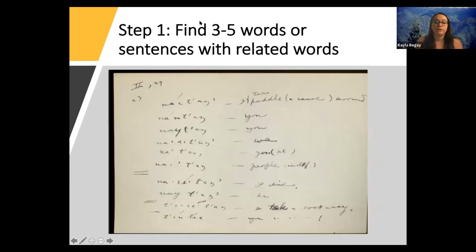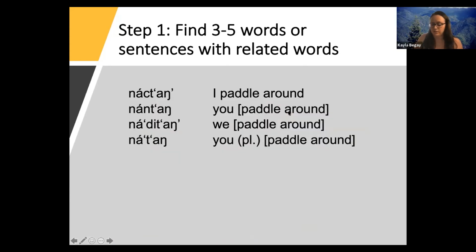So step one: find 3 to 5 words or sentences with related words. For Wailaki, starting from the beginning, we had this documentation and it was written like so. This is a note card. Since then, we've typed up a lot, so it's easier to search through and read. Not all of us are really good at reading. The linguistic handwriting can be quite hard. But pulling 3 to 5 words or sentences with relatedness, you can make a set here that you can compare.